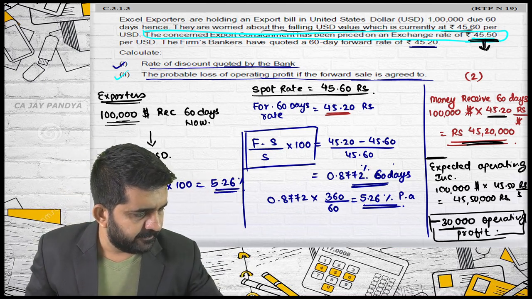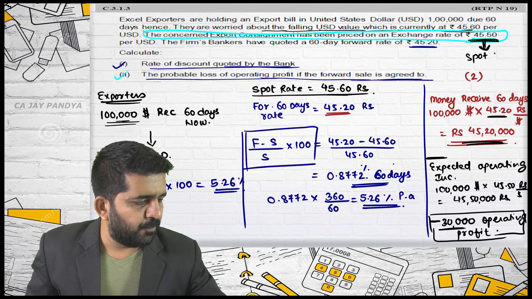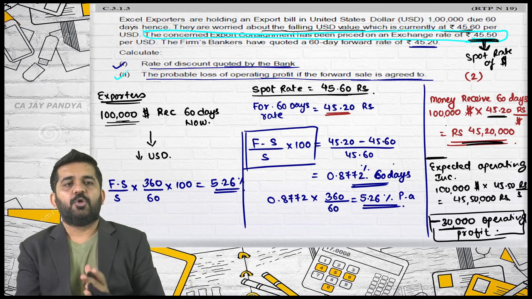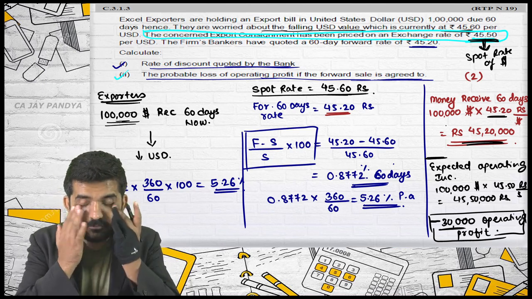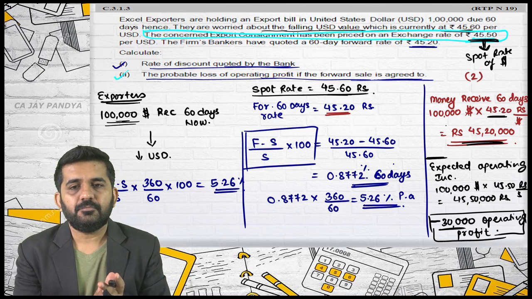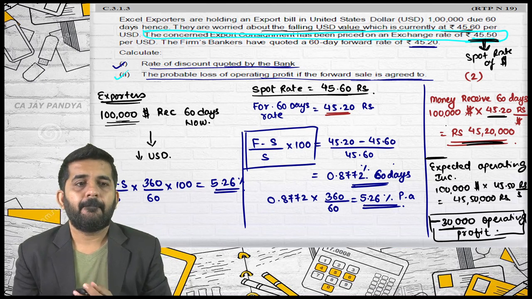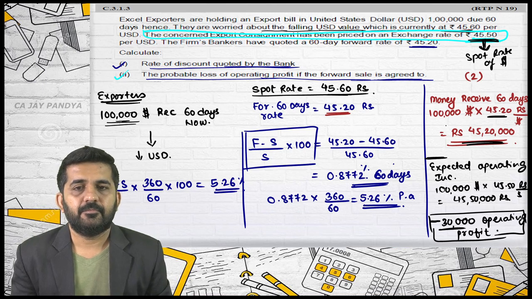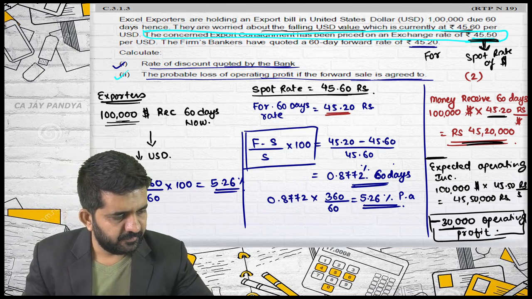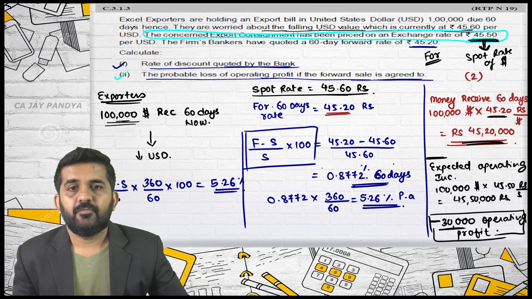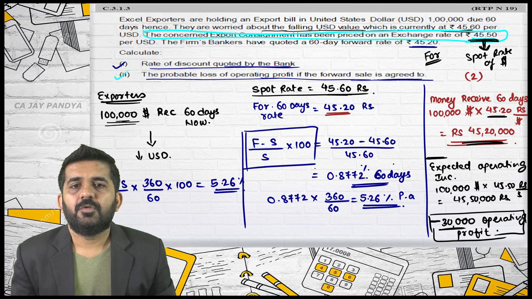45.50 rupees is a spot rate of dollar. Yes or no? You need to give me the answer yes or no and why. Stuti? No, sir, it is not spot rate. Then it is a forward rate. No, sir, it is just a rate at which we converted our cost.